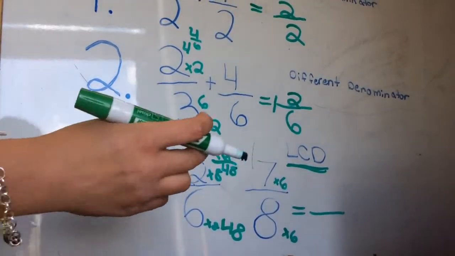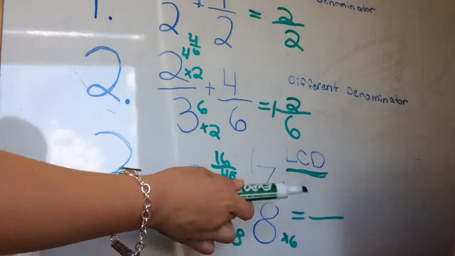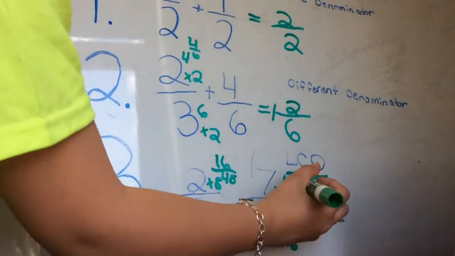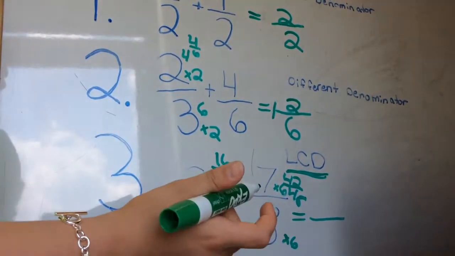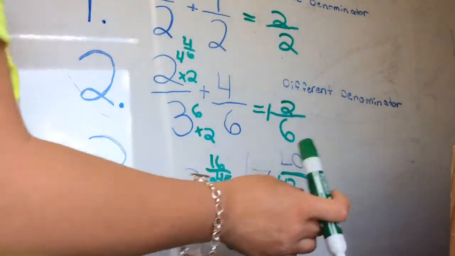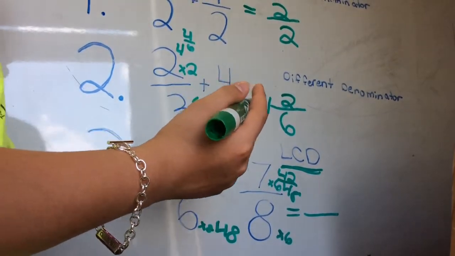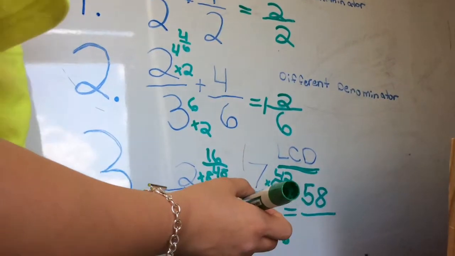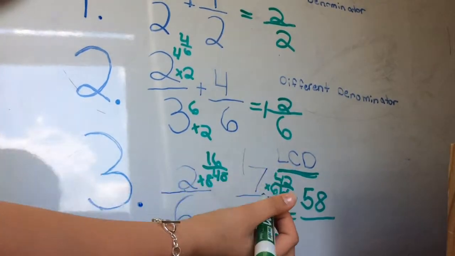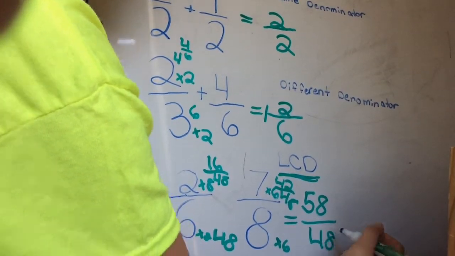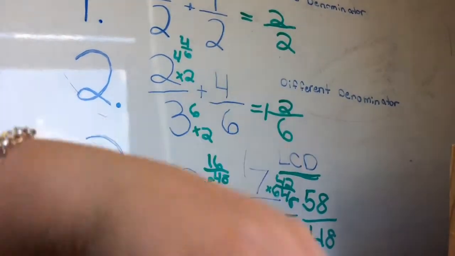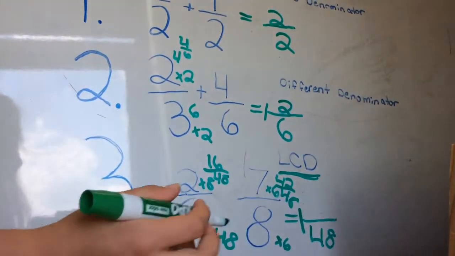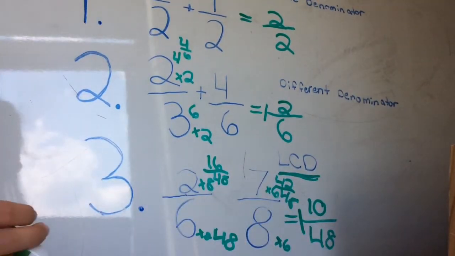Now the problem with doing this is at the end we'll have to simplify it. But that's no problem, right? Now 7 times 6 is 42, and 8 times 6 is 48. So it's 42 plus 16. Well, 6 plus 2 is 8, and 1 plus 4 is 5. So 58, and now 48 plus 48. Oh wait, we can't keep this same denominator, so 48. So how many times does 48 go into 58? One time. So I'm going to write 1 at the beginning. And now how many are left over? 10. Now we want to simplify this.